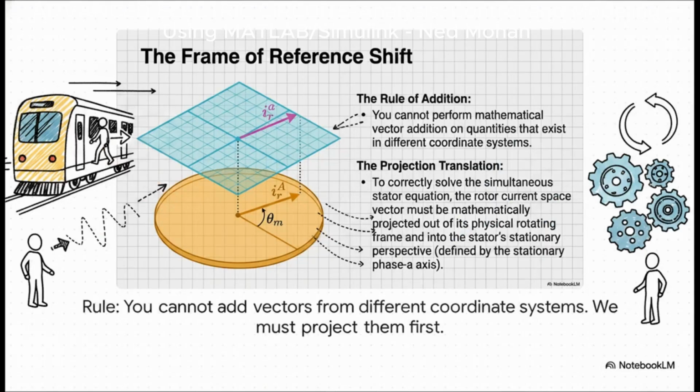And this visual just illustrates the solution brilliantly. You simply cannot add vectors that exist in different coordinate systems. It's like, think about this. If you're trying to describe a person walking on a moving train to someone standing on the ground, you can't just tell them the person's walking speed, right? You have to add the train's motion to it. We do the exact same thing here. We have to mathematically project the rotor's vector from its rotating world onto the stator's stationary world.